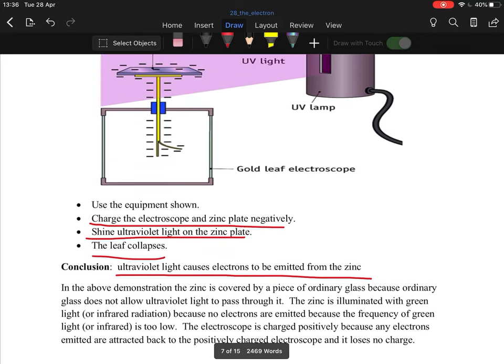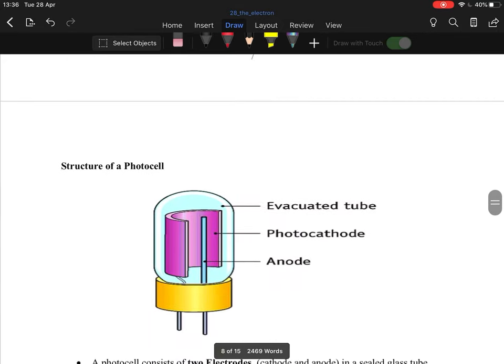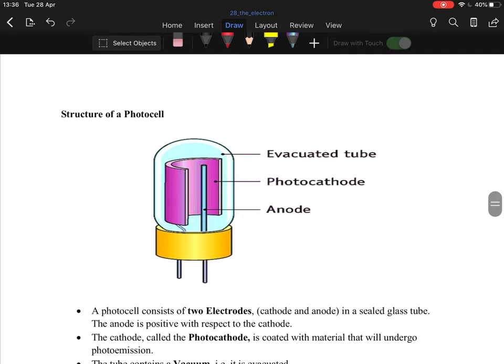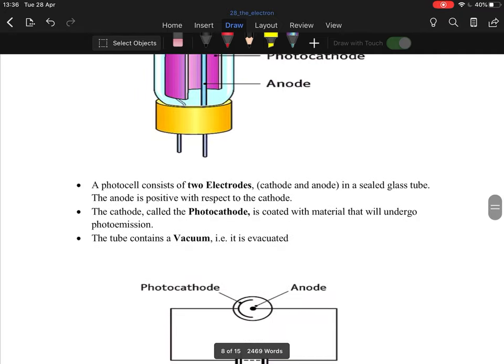Why? The UV light causes electrons to be emitted. So the electrons jump off and take the negative charge with them.